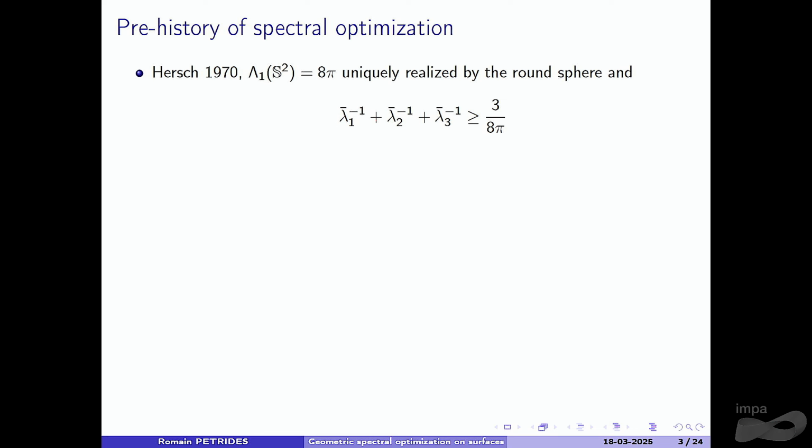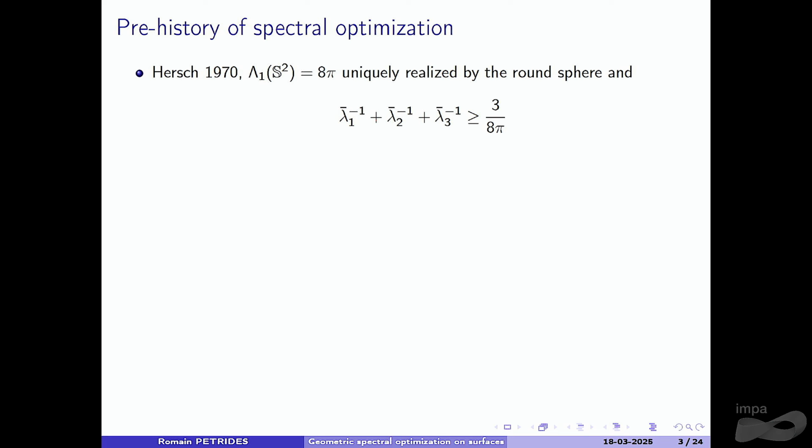So I will retell the historical results about optimization of eigenvalues. There is the first result by Hersch on spheres, which tells you that the first eigenvalue is at most 8 pi, and it is only realized by the round sphere.